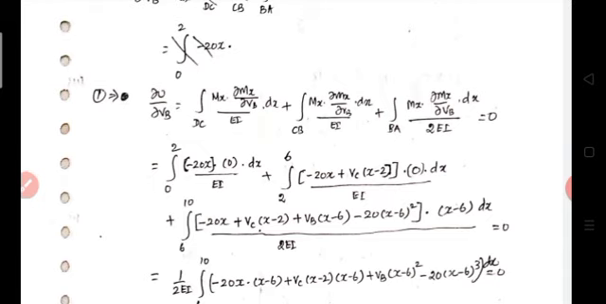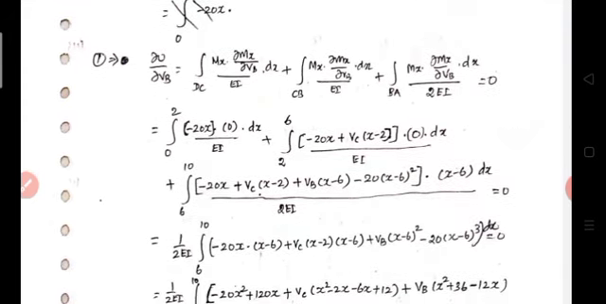So dou U by dou Vb is equal to the integration of DC Mx dou Mx divided by dou Vb into dx divided by EI, plus the integration of CB Mx dou Mx by dou Vb into dx divided by EI, plus the integration of BA Mx dou Mx divided by dou Vb into dx divided by 2EI, equal to 0. Substitute all the terms. In the DC portion, the moment Mx at the section is equal to minus 20x, then dou Mx divided by dou Vb is equal to 0.